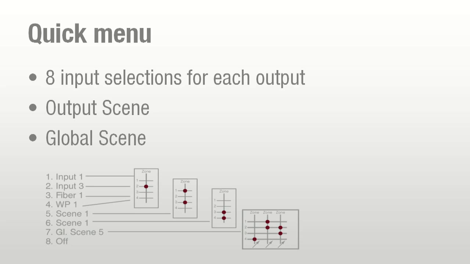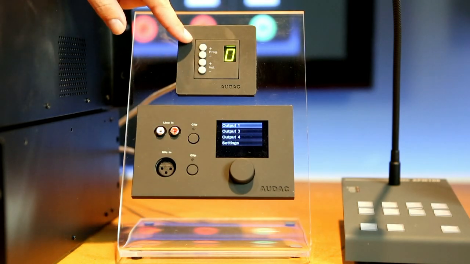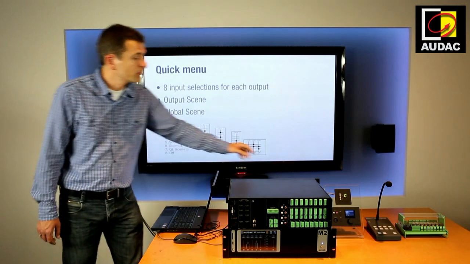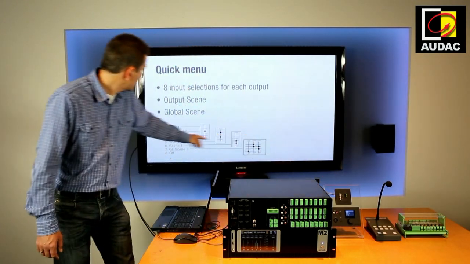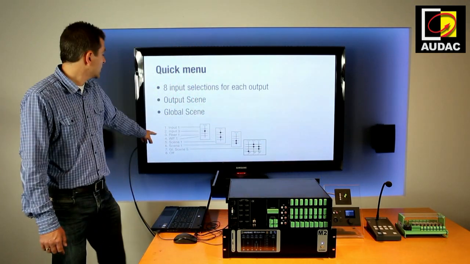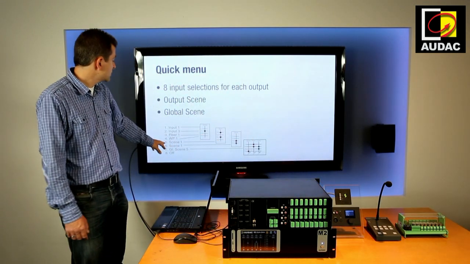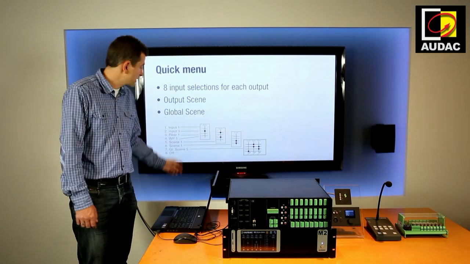Then we have behind number 3 fiber 1, behind number 4 my local wall panel input, behind number 5 scene 1, behind number 6 also scene 1, let's say scene 2, behind number 7 global scene 5. Small wall panel DV3018 will follow these selections of the quick menu. So if I press up number 1, I will hear input 1. If I go up number 2, I will hear input 3. If I go to number 5, I load a complete scene with mixing and so on.